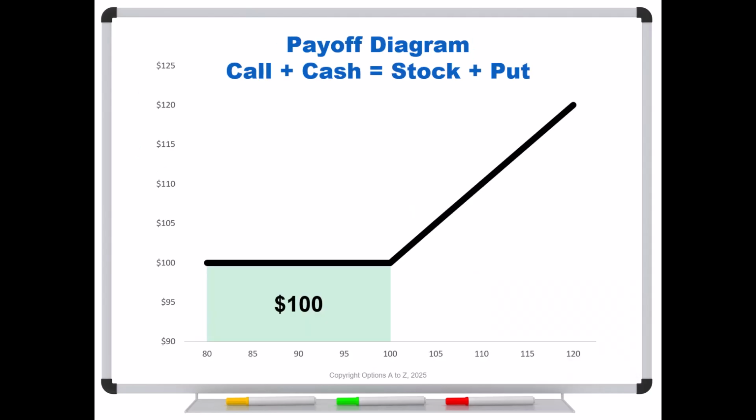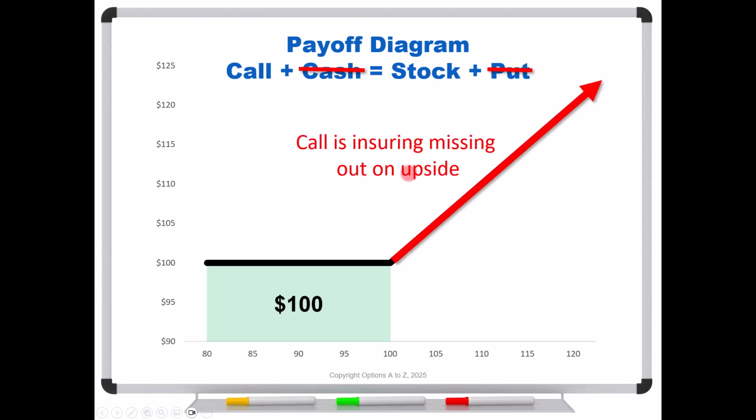So if we look at our payoff diagram, if we look at call plus cash versus stock plus put, look at this. Now they are absolutely identical. This is our replicating portfolio. So think about this. If you have the cash, it's taking the place of the put. So now these two get knocked out of the equation, and what's the call acting as a substitute for now? It's acting as a substitute for the stock. So now the call is insuring against missing out on the upside. Now, normally we don't say that that's a risk, it's a missed opportunity, but that's what you're doing.